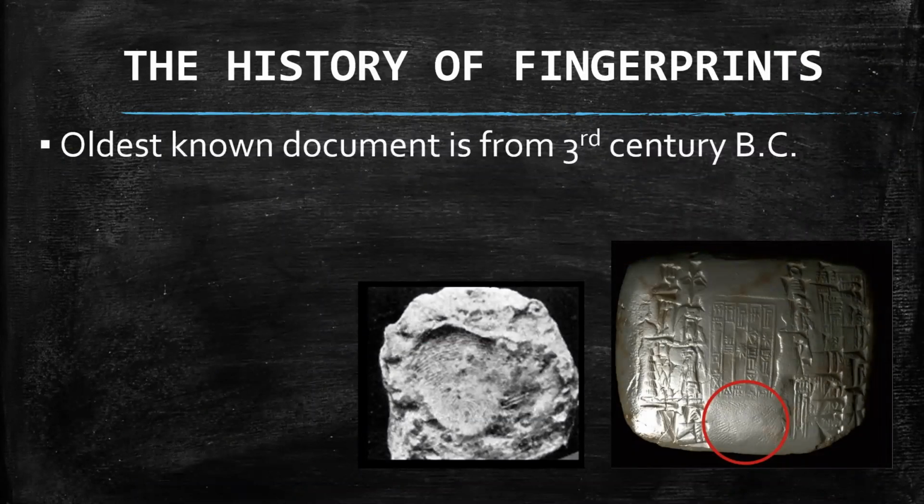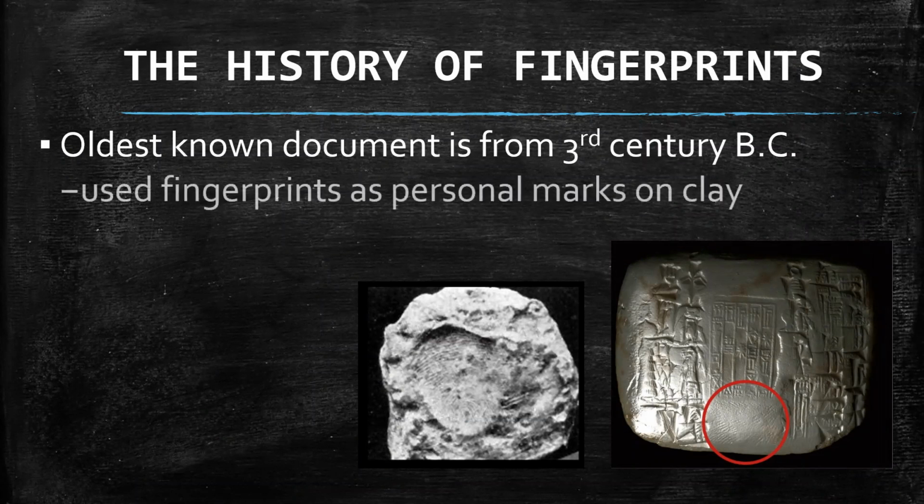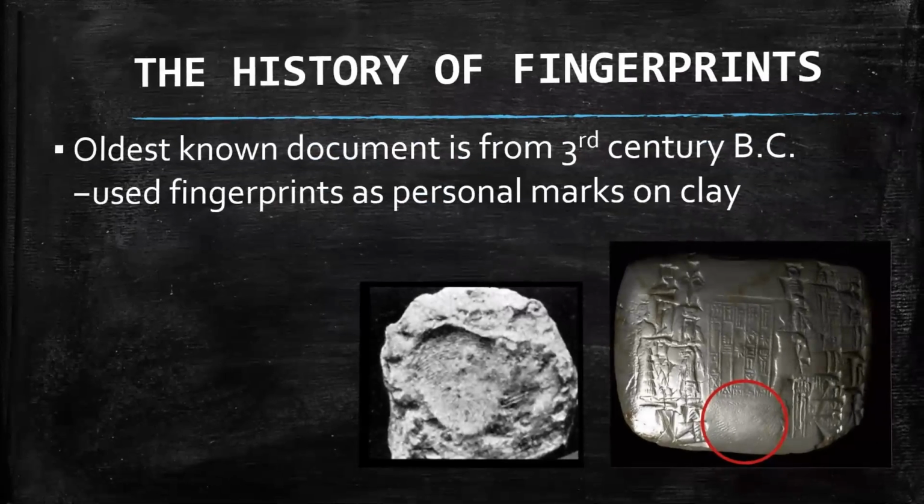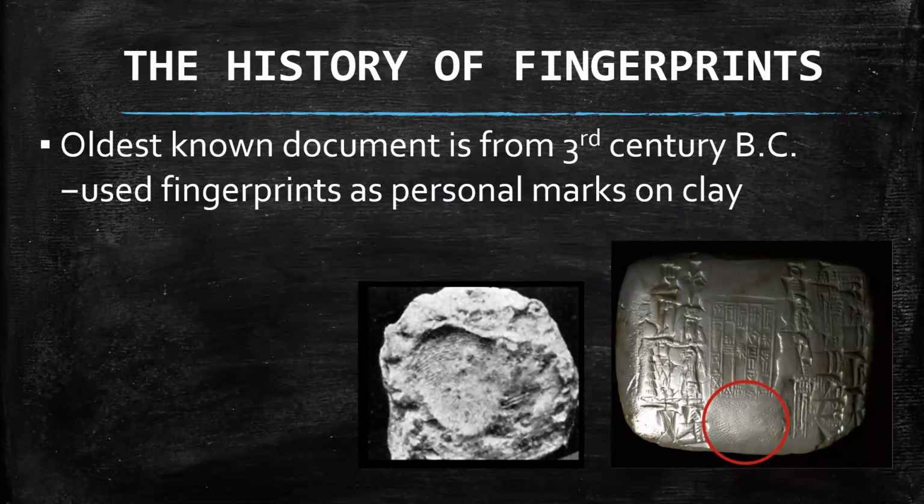So our oldest known document containing a fingerprint is from 3rd century BC. And we believe that these people were using fingerprints as personal marks on clay tablets, sort of like a signature. And just before I go on, because they were using these fingerprints as a personal mark, they must have known the significance and the uniqueness compared to something that everyone has the same, or they wouldn't have been using it. They would have just used their signature.